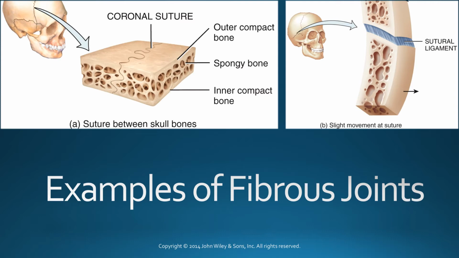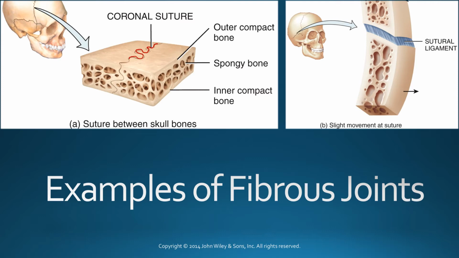The irregular and interlocking edges of sutures give them added strength. They also decrease their chance of fracturing. So you can kind of see it's quite irregular here. It's not just a straight line, but this actually adds strength to that joint.